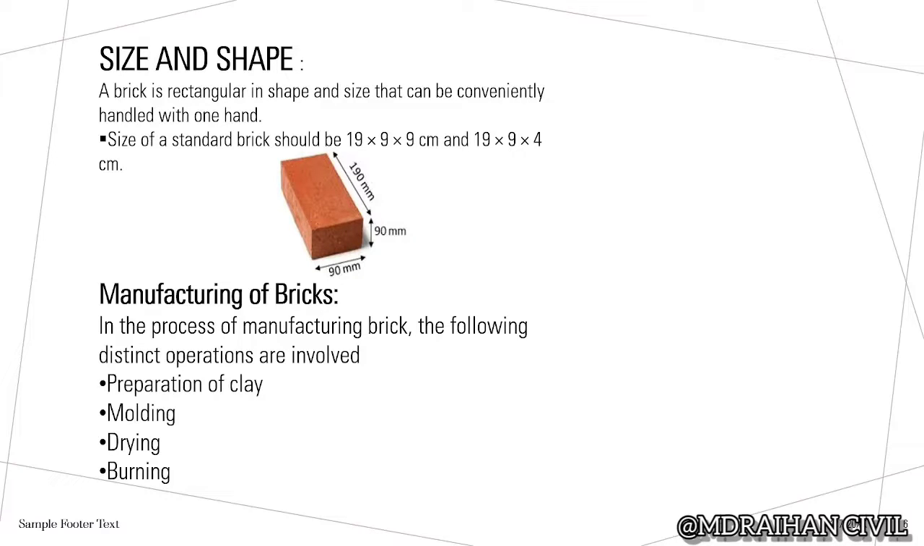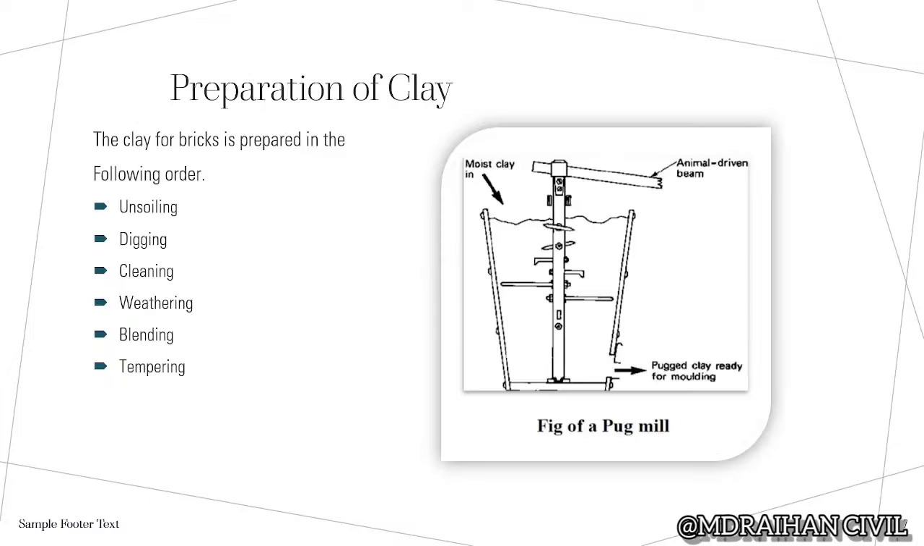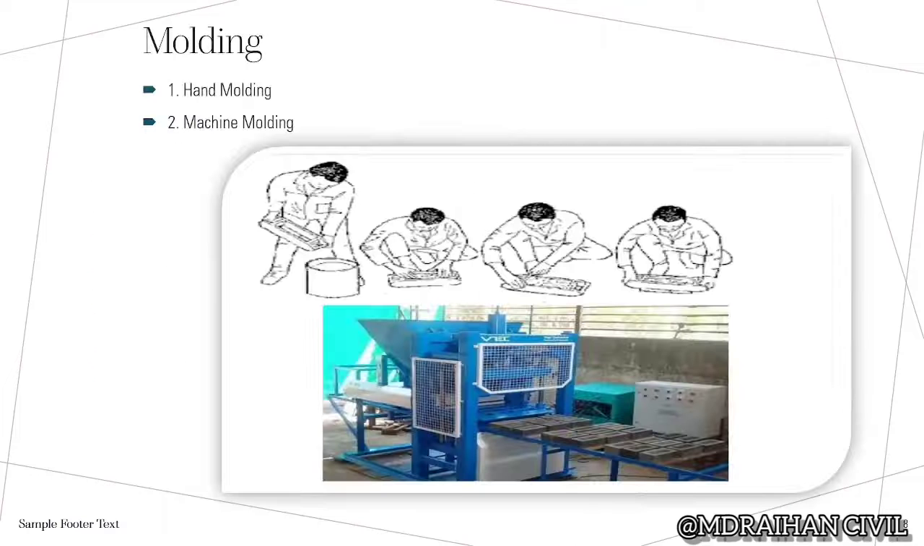Manufacturing of bricks. In the process of manufacturing bricks, the following distinct operations are involved: preparation of clay, molding, drying, and at last burning. Preparation of clay. The clay for brick is prepared in the following order: unsoiling, digging, cleaning, weathering, blending, tempering.